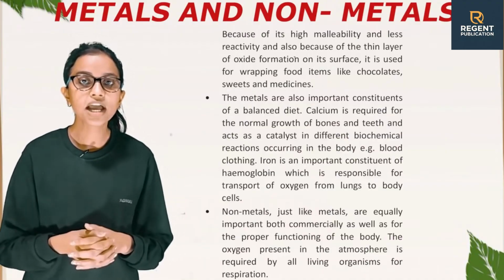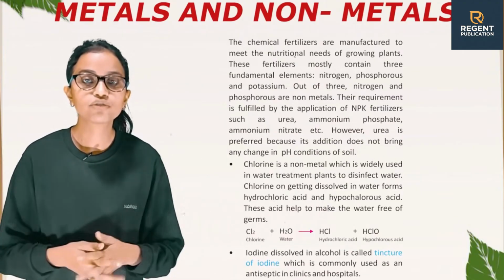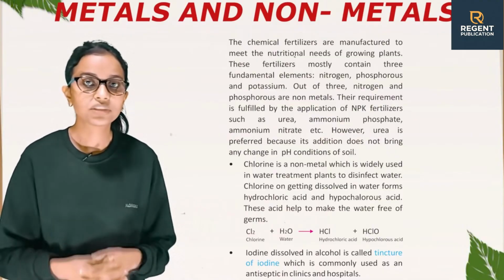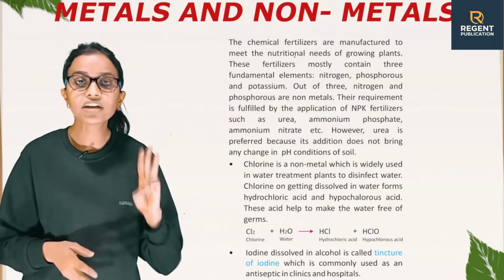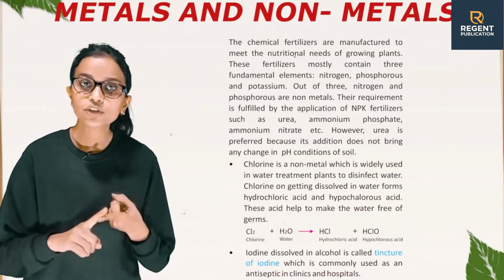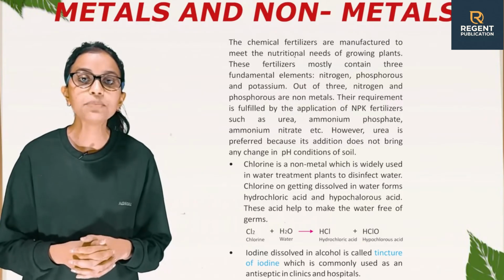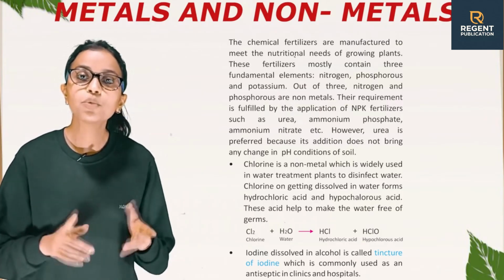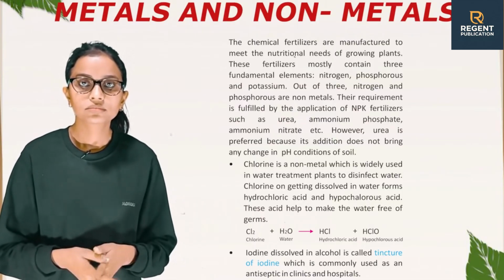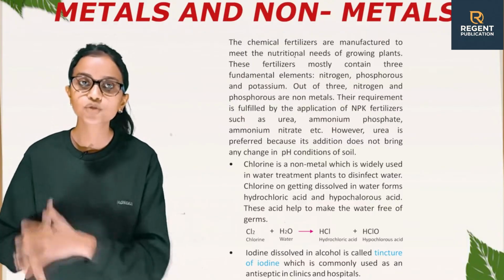The oxygen present in the atmosphere is required by all living organisms for respiration. The chemical fertilizers are manufactured to meet the nutritional needs of growing plants. These fertilizers mostly contain three fundamental elements: nitrogen, phosphorus and potassium. Out of three, nitrogen and phosphorus are non-metals. Their requirement is fulfilled by the application of NPK fertilizers such as urea, ammonium phosphate, ammonium nitrate, etc. However, urea is preferred because its addition does not bring any change in pH condition of soil.